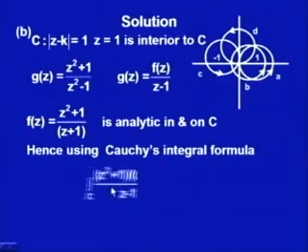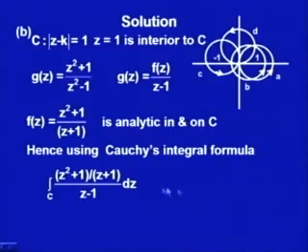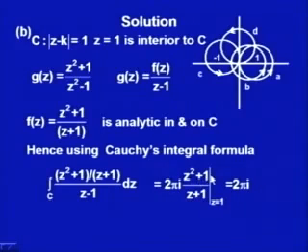So, we do get it again using the similar manner, 2 pi I times z square plus 1 upon z plus 1 at z is equal to 1, that is same as 2 pi I. Now, you see here what I have done is I have used this Cauchy integral formula again. We could get it very simply.